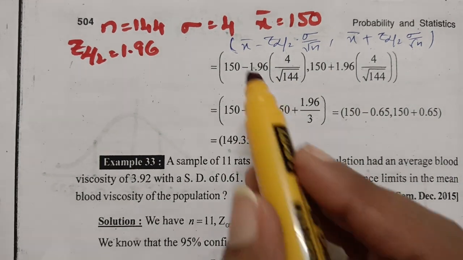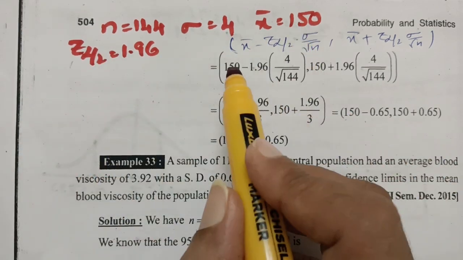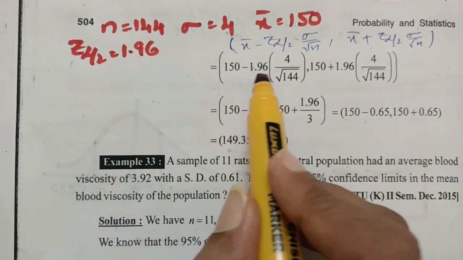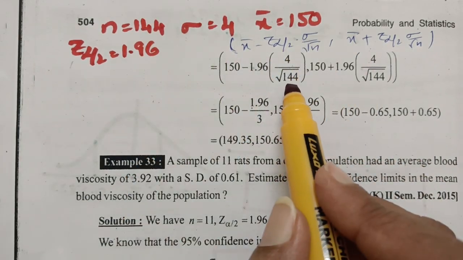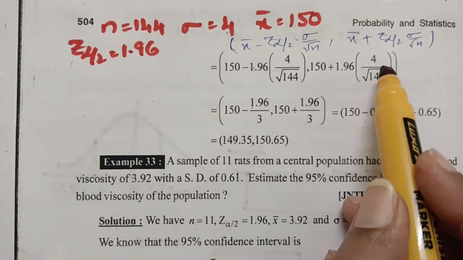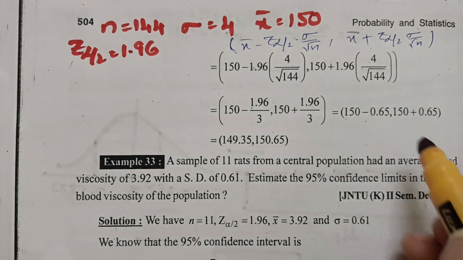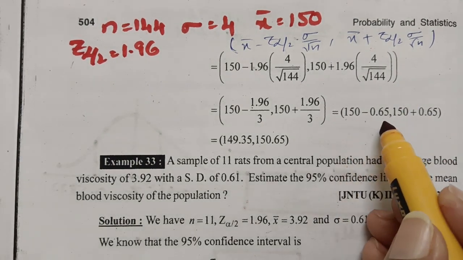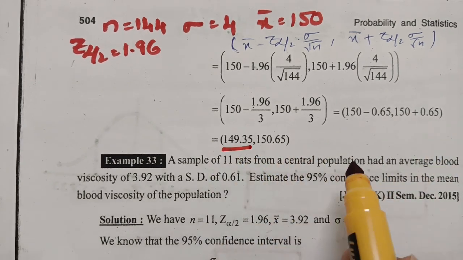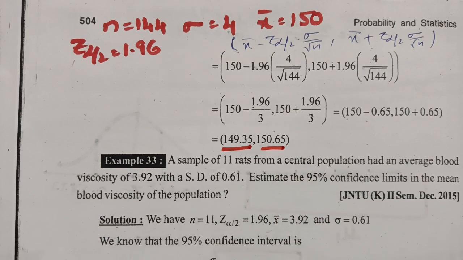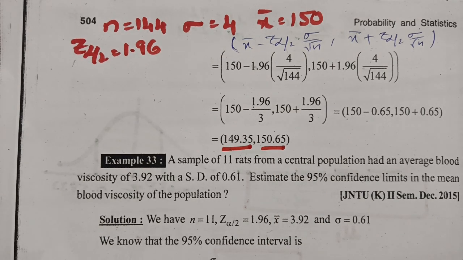If you substitute, x bar is equal to 150, z alpha by 2 is equal to 1.96, sigma is equal to 4, and root n is root 144. So minus one time and addition one time. Here this is 150 minus 0.65 and 150 plus 0.65. This is 149.35 for one and 150.65. So this is the confidence limits interval.